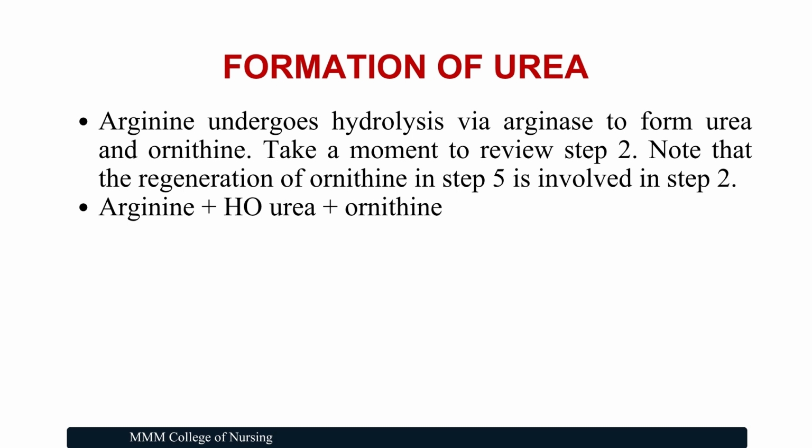So this regeneration of ornithine is what makes it a true cycle. Ornithine is both used and recreated in every round. The urea produced here travels to the kidney, gets filtered, and is excreted in urine. That is how the body gets rid of its nitrogen waste.